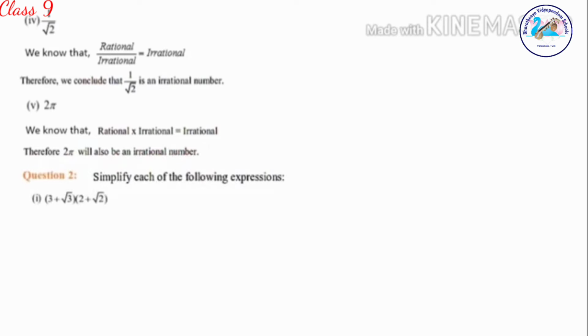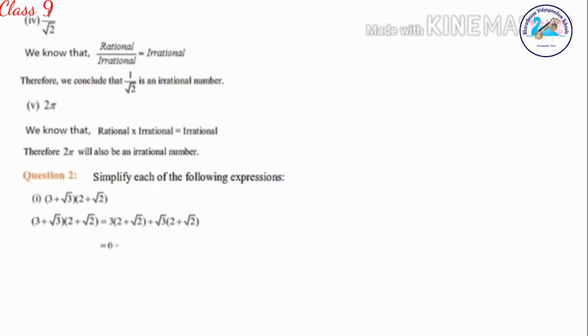Next, question number 2. The question is 3 plus root 3 into 2 plus root 2. We have to simplify this one. Just like an algebraic expression, how we remove the bracket, the same way we have to do here also. That is, 3 plus root 3 into 2 plus root 2 is equal to, first with 3 we have to multiply the second bracket. Again with root 3 we have to multiply the second bracket. That is 3 into 2 plus root 2 plus root 3 into 2 plus root 2.